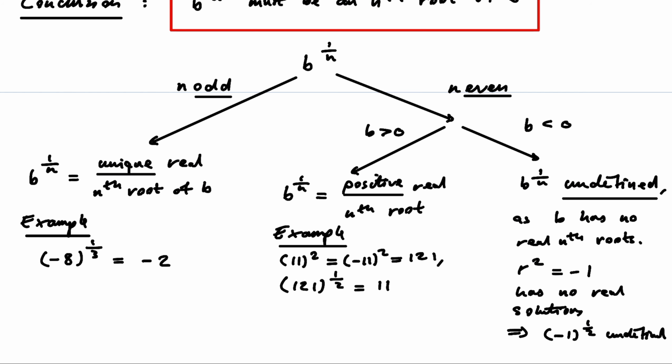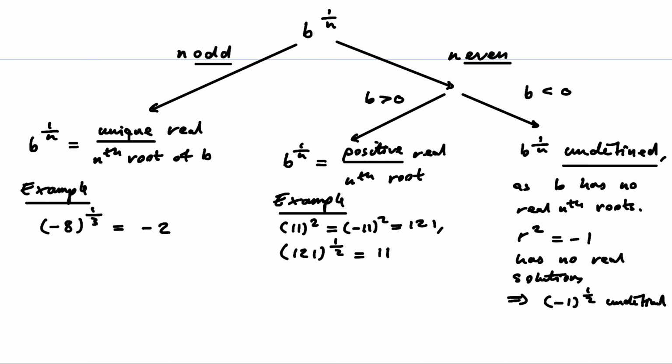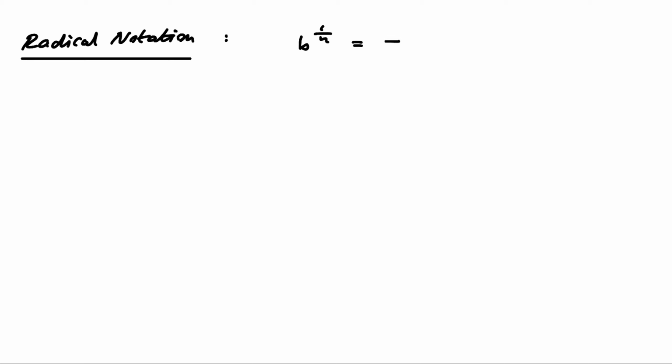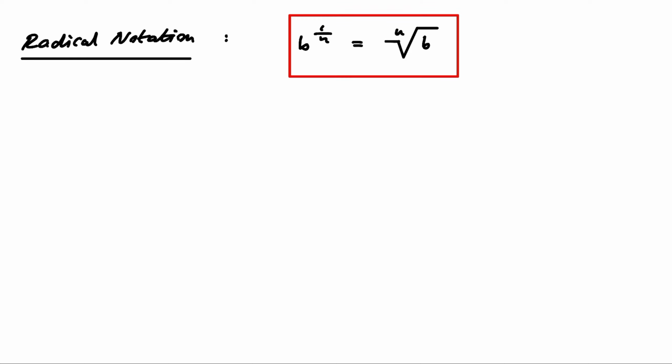Okay, so let's expand on this a little bit, or at least introduce some notation. So rather than write b to the 1 over n, there's slightly different notation for this called radical notation. So radical notation is the following. It says that b to the 1 over n, I might write it as the following. So I write this strange symbol. You'll have seen it before, I'm sure. To the n. So this is just notation. And this here is called the radical symbol, if you want.